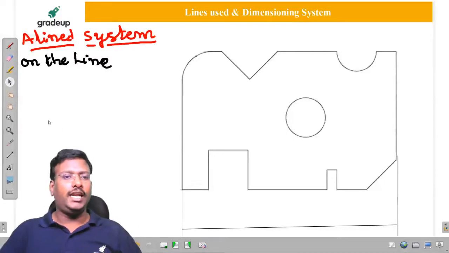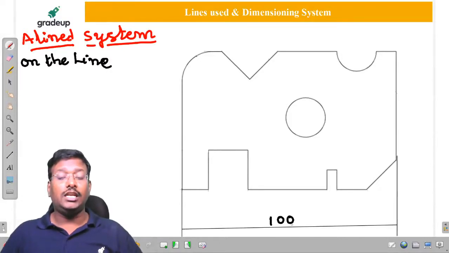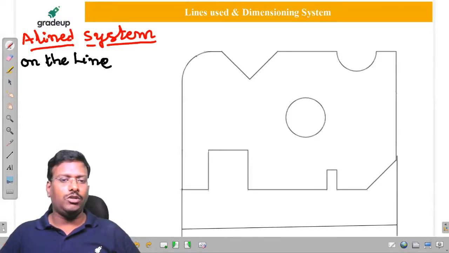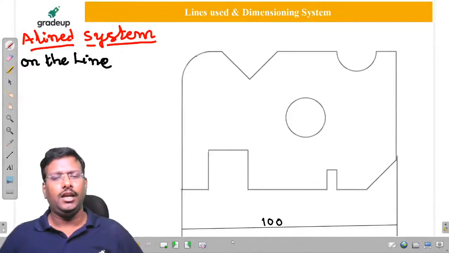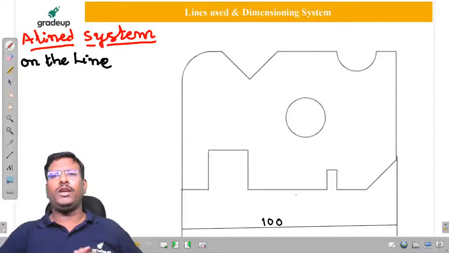You said it is 100. So you have to write 100 like this, above the line system. We have to draw above that line like this. Okay, sir, 100. But this 100 is from which location to which location? Can anyone tell?